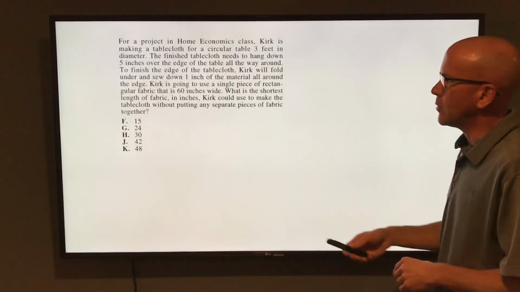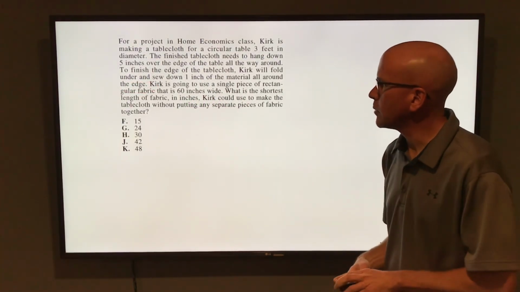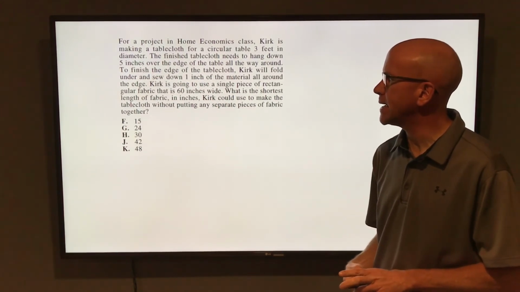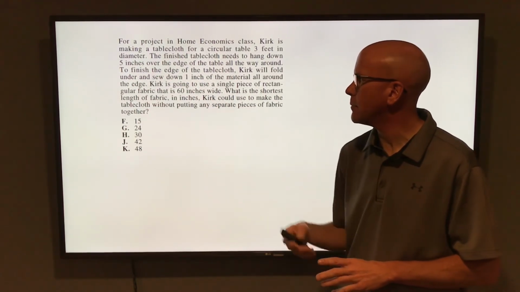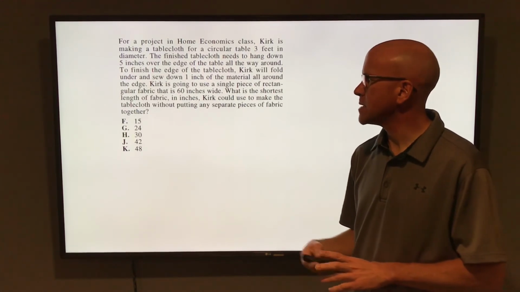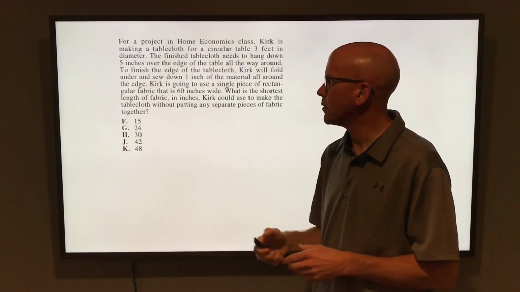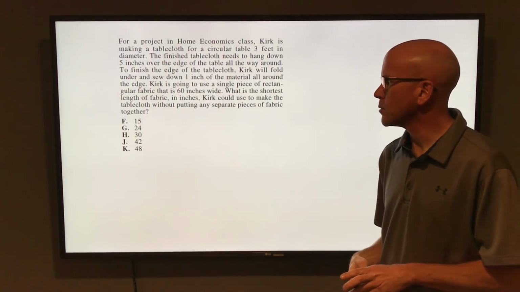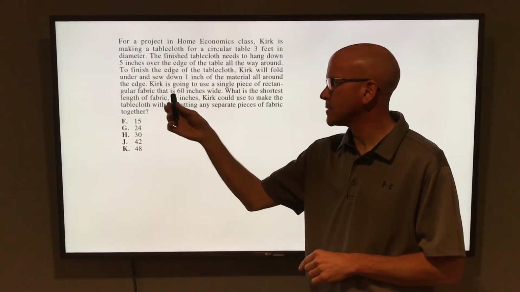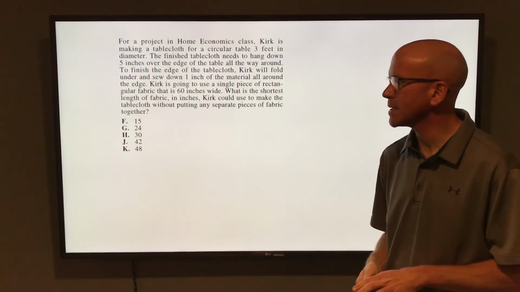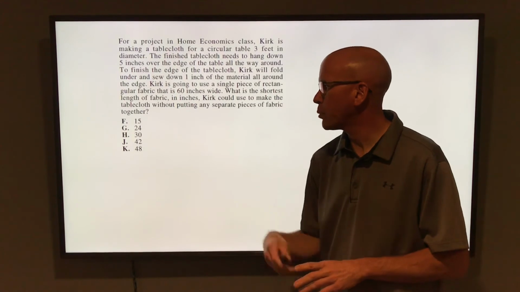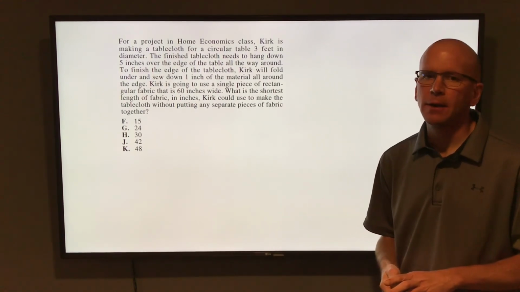For a project in home economics class, Kirk is making a tablecloth for a circular table 3 feet in diameter. The finished tablecloth needs to hang down 5 inches over the edge of the table all the way around. To finish the edge of the tablecloth, Kirk will fold under and sew down 1 inch of the material all around the edge. Kirk is going to use a single piece of rectangular fabric that is 60 inches wide. What is the shortest length of fabric in inches Kirk could use to make the tablecloth without putting any separate pieces of fabric together?